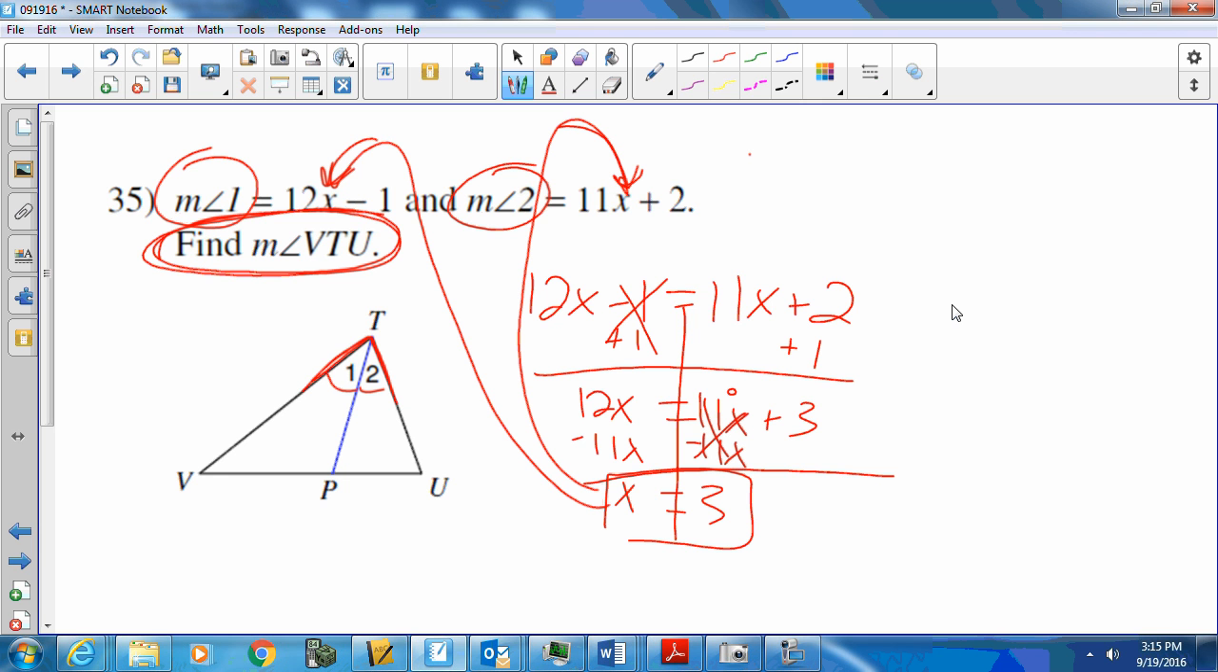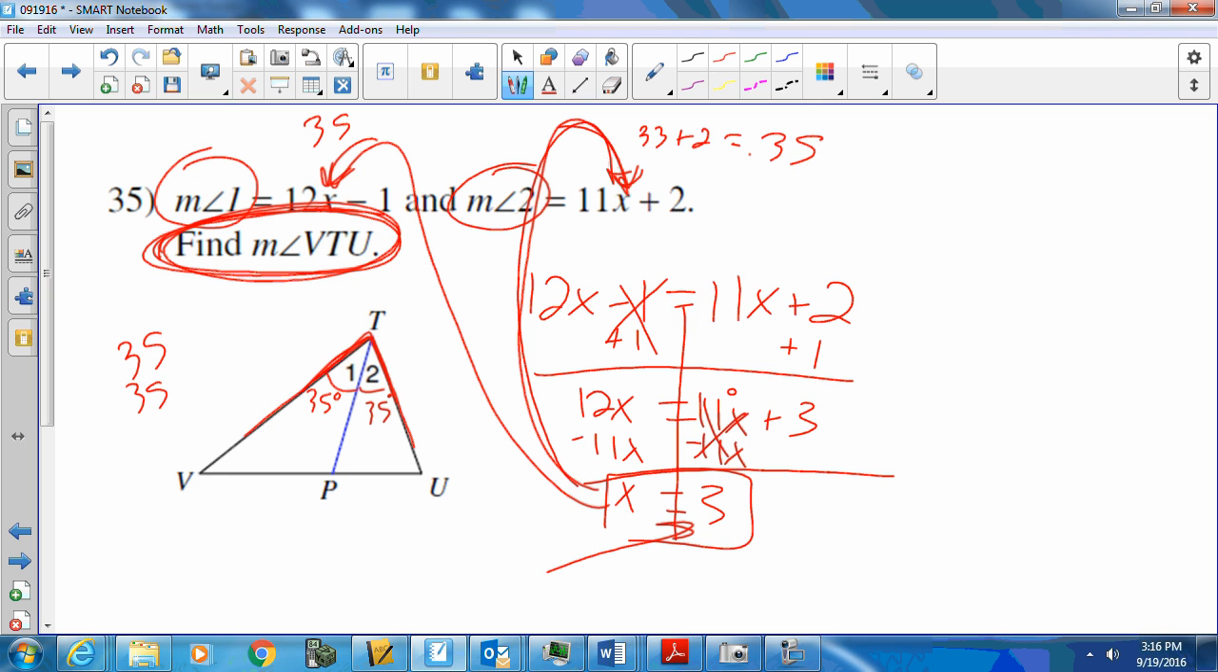So, what's 12 times 3 minus 1? Well, 36 minus 1 is 35. So angle 1 is 35. Angle 2 should be the same, but let's plug it in just in case. 11 times 3, 33, plus 2, 35. So 35. Now, your answer is not 35. Your answer is not 3. Your answer is to find the angle VTU. So what is VTU? You have to add 1 and 2 together. That is your angle VTU, 70 degrees.